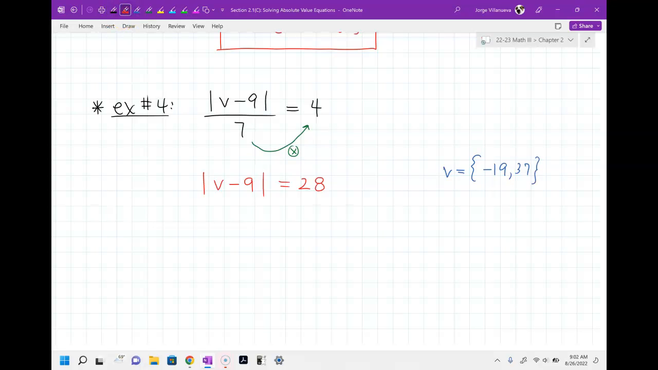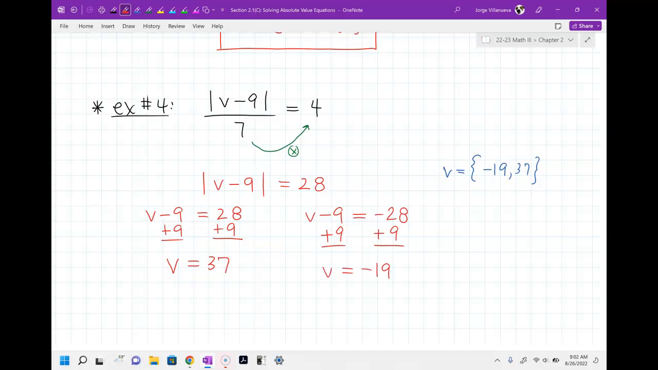So let's break it apart. V minus 9 equals 28, and V minus 9 equals negative 28. All right, so we add 9. We get V equals 37, so that's good. We subtract 9. I'm sorry, not subtract, add 9. V equals negative 19. So there you go. Our answers are negative 19 and 37. So good.